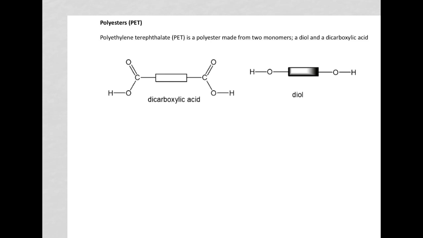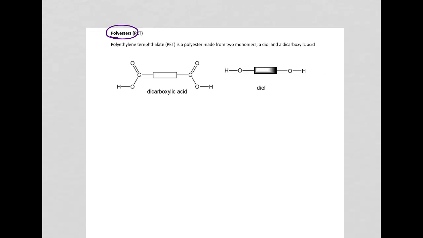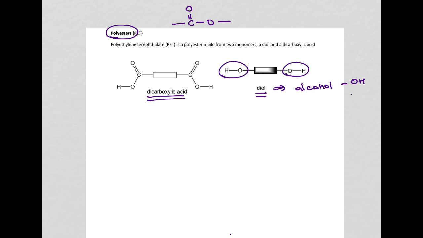PET is a polyester. So polyester, you will have multiple ester linkages. So the ester linkage, this you are familiar with. This is the ester linkage. You already know that when we did esters. So the monomers here, you have dicarboxylic acid and you have a diol. Diol is from the alcohol family. So when you have one OH, it's called an alcohol. And when you have two OH, it's called a diol.